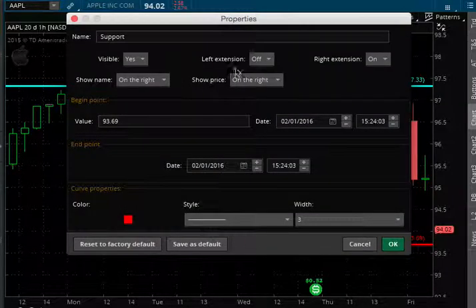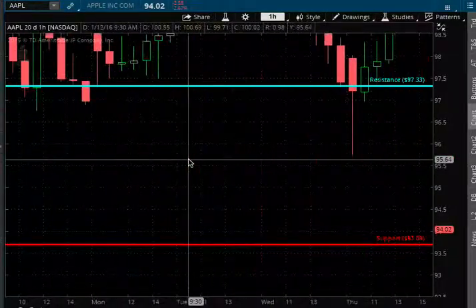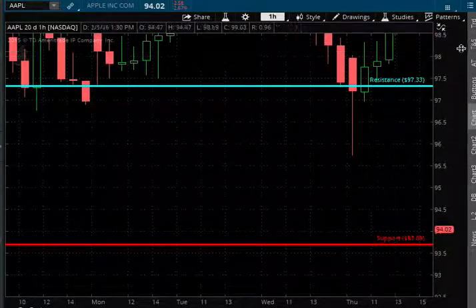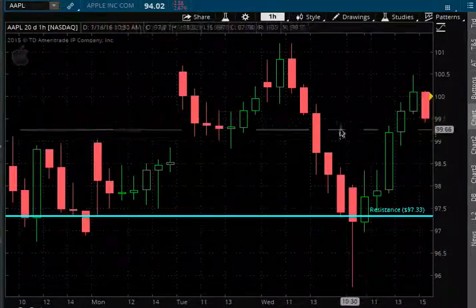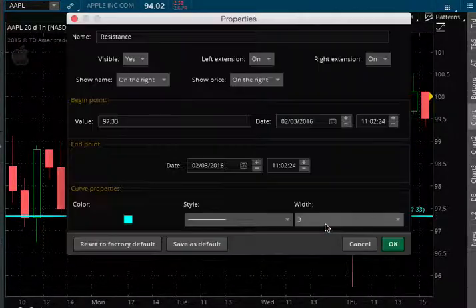Let's extend this line to the left and see what happens. Okay. So let's say we didn't know what the support or resistance level was. Let's say this is a 20-day hour chart. Watch what happens. So this does say resistance, so we're just going to take the name off of it.